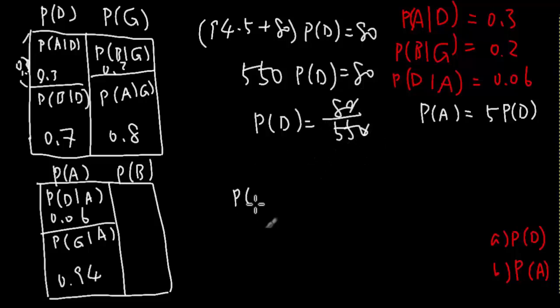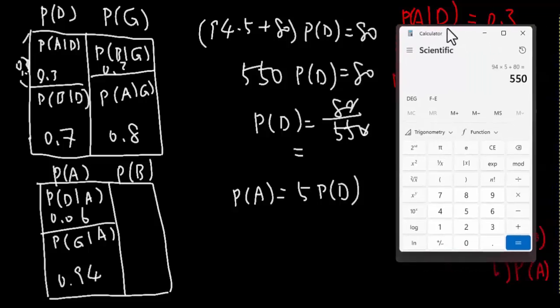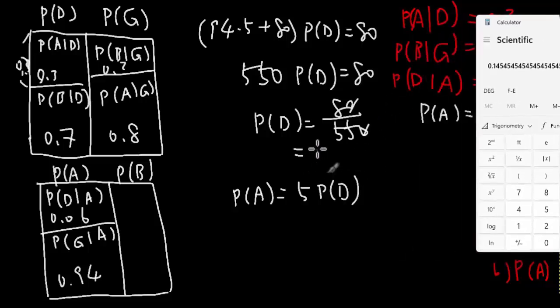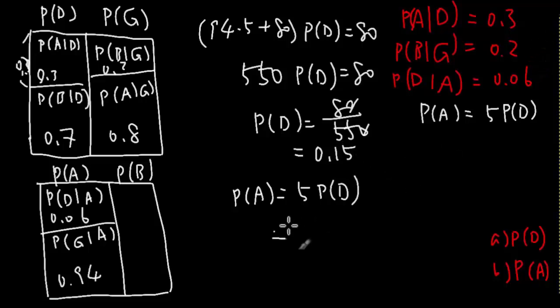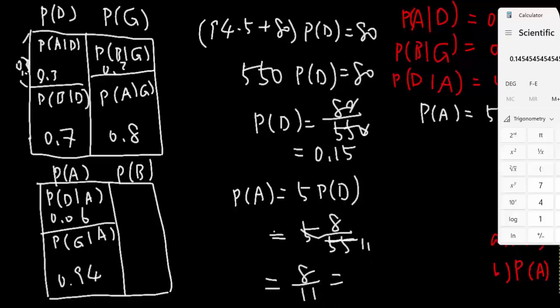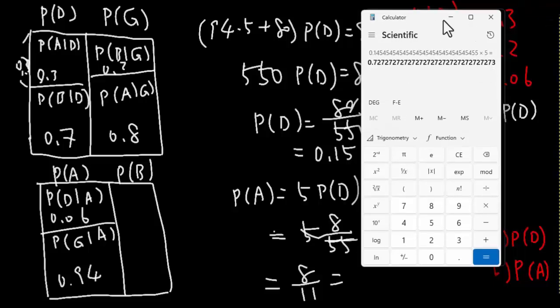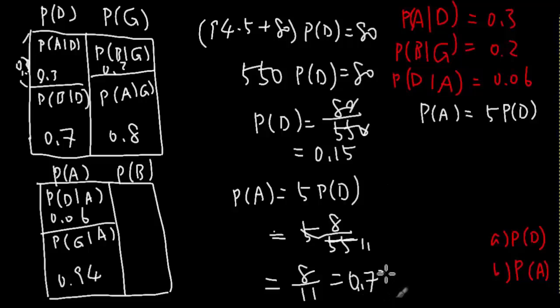This is P(D). P(A) is equal to 5 times P(D). Let's calculate the value. 8 divided by 55 is 0.145. It's 0.15. P(A) is 5 times P(D), so 5 times 8 over 55, and this is cancelled out, 11. 8 over 11. Let me calculate again. This is times 5. Okay, 0.7272. So 0.73. Then the answer of A is 15% and B is 73%. I hope this is correct and I hope this helps. Thanks for watching.